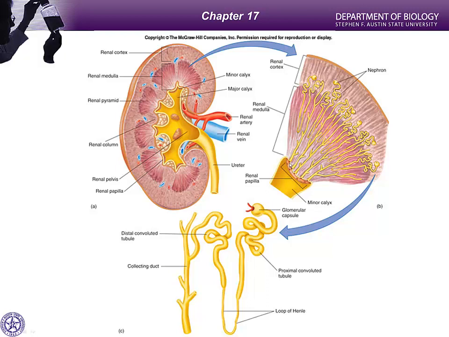You can see the opening of our collecting tubules into this funnel. The minor calyx is going to empty into these larger areas. These are the major calyces. And then these are going to be continuous then with the singular renal pelvis. That's how these drain toward the ureter.